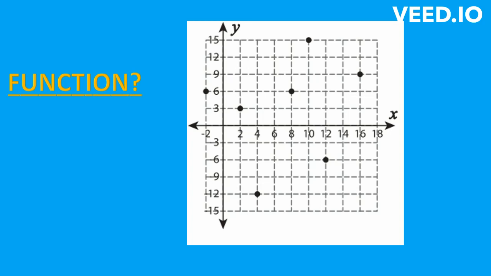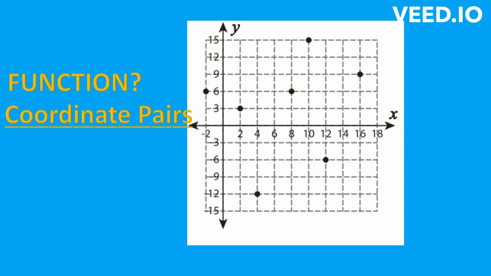We have a coordinate plane here with some points. Let's try to make the coordinate pairs. Write the coordinate pairs, that is x and y coordinates of each point. For minus 2 here, we are having 6. This is the point. So minus 2, 6 is one coordinate pair.